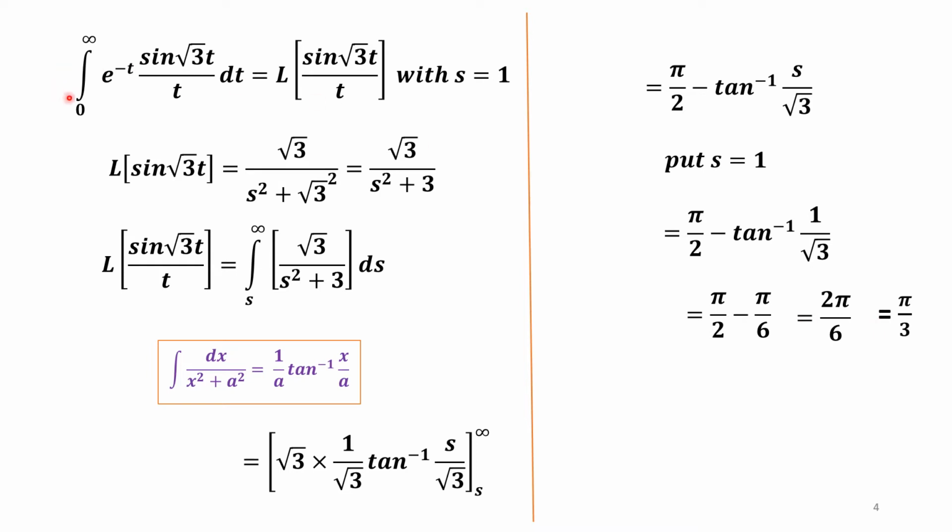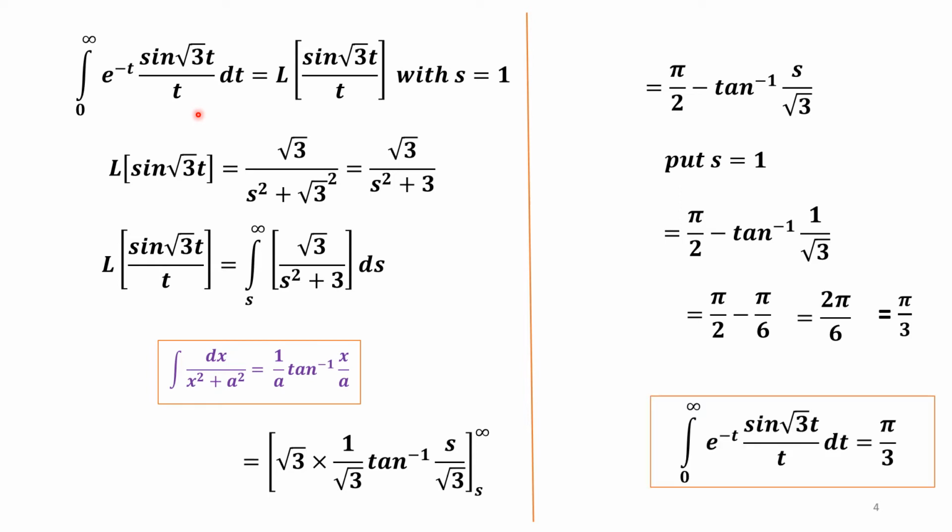So what we have done: first, we have converted the integral to Laplace transform. Then we have used the properties of Laplace transform to find the Laplace transform of that function, and then put s equal to whatever s value is given in the integral, and calculated the value of this integral. So we have integral 0 to infinity e raised to minus t sine root 3t by t dt is equal to pi by 3.